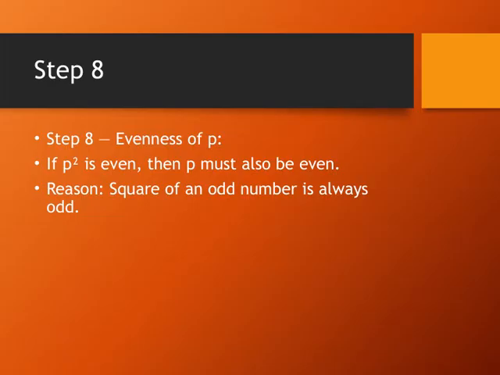All right, let's take a closer look at step 8. Here, we're focusing on the evenness of p. The key idea is that if p squared is even, then p itself must also be even. Now, why is that? Well, think about the properties of odd and even numbers. The critical point is that the square of an odd number is always odd. So if p squared is even, it can't be the square of an odd number. That means p has to be even. This step helps us understand the relationship between a number and its square, which is essential for our overall discussion about number properties and proofs.